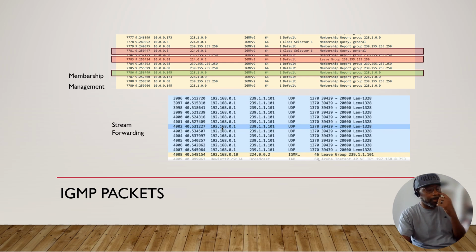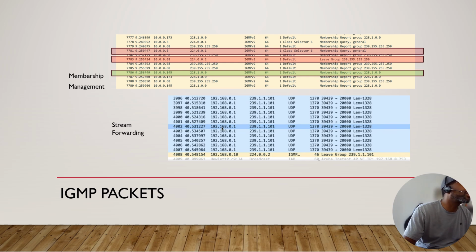Here we're going to look at some packet captures. You'll see the top one in red, the next one in an orangish red, and then the next one in green from the top. If you look at the first one, you'll see that it's a general query from 10.0.0.5. We know this because its destination multicast IP address is 224.0.0.1. The next one is a leave request from 10.0.0.68, and we know that because the multicast IP address is 224.0.0.2.